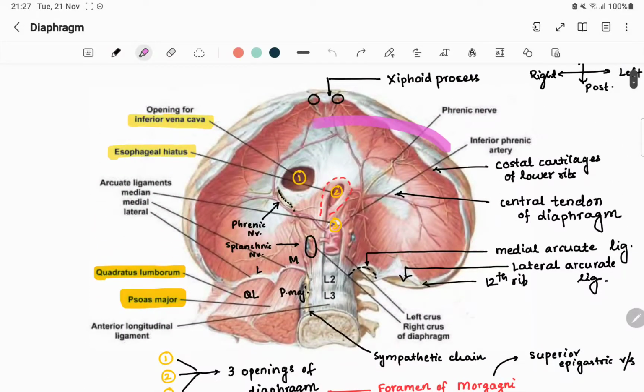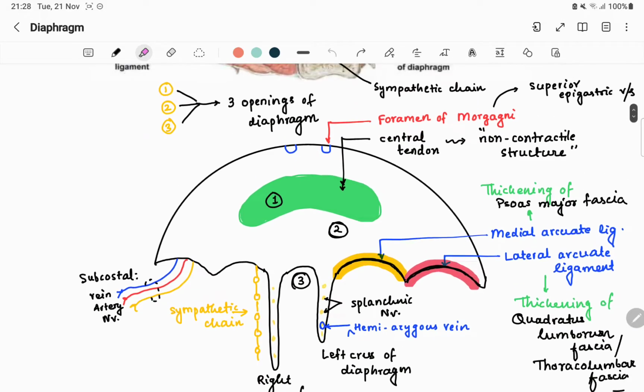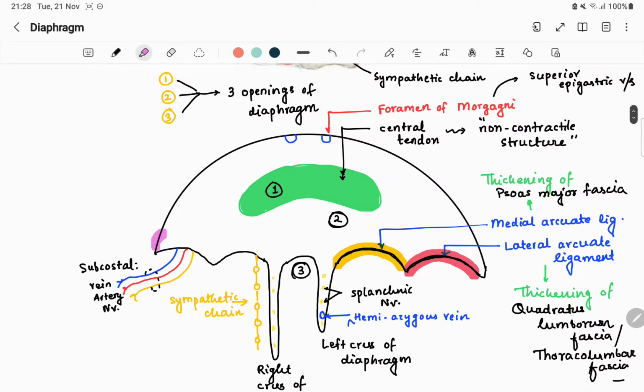We'll go to the discussion. We'll discuss this section when we discuss the schematic, after discussing the schematic section. So in the superior part of this diaphragm, we have two foramens, that are the foramen of Morgagni, by which superior epigastric vessels are going to pass. Then we have a central tendon of diaphragm, which is a non-contractile structure.